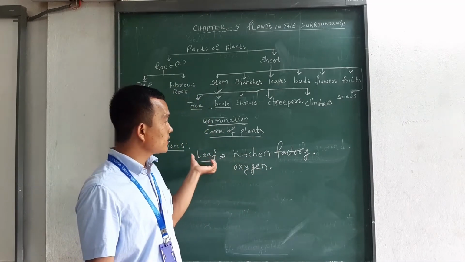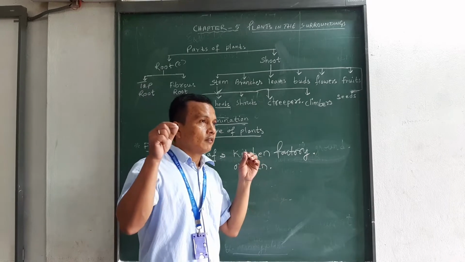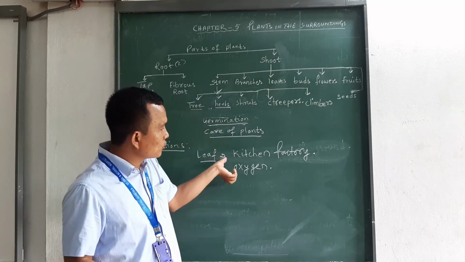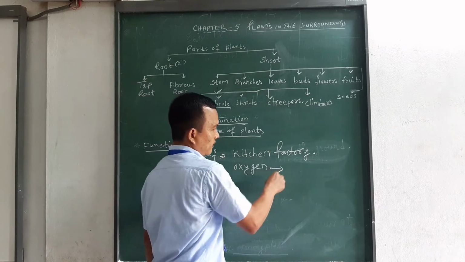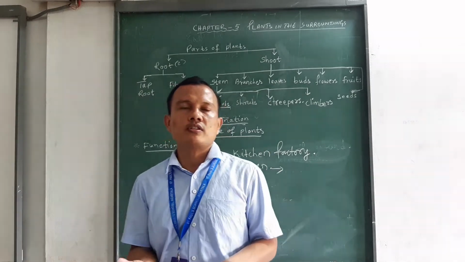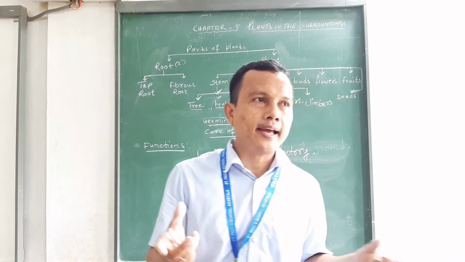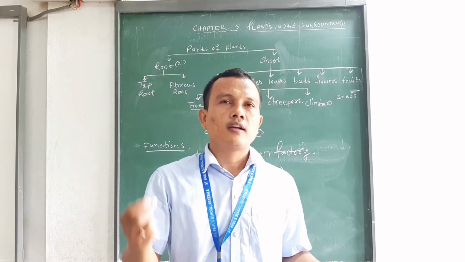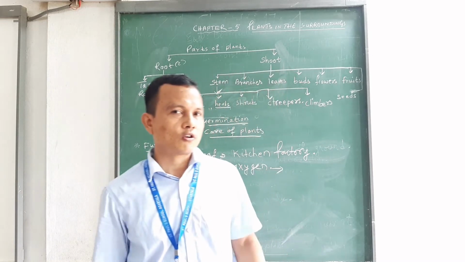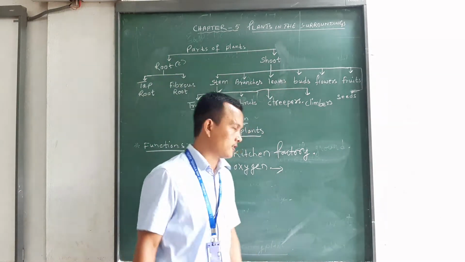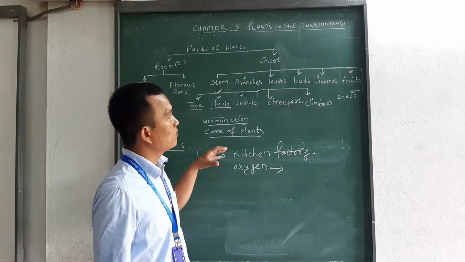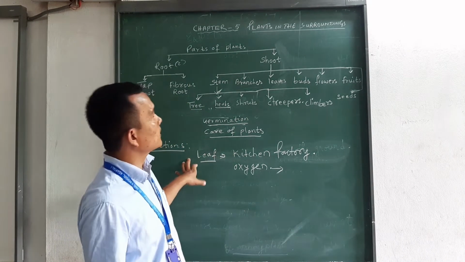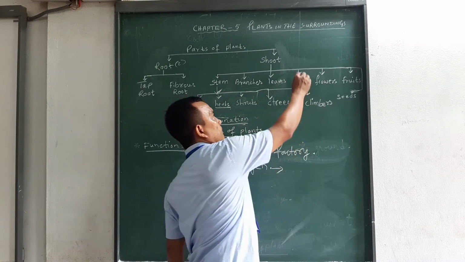And leaf is the kitchen factory where, with the help of warm air and sunlight, they produce oxygen. And when they manufacture this food with the help of small pores known as stomata, it gives out oxygen. This process is known as photosynthesis. So, I hope you all are clear about leaf. This is very important. And let us come back to buds.